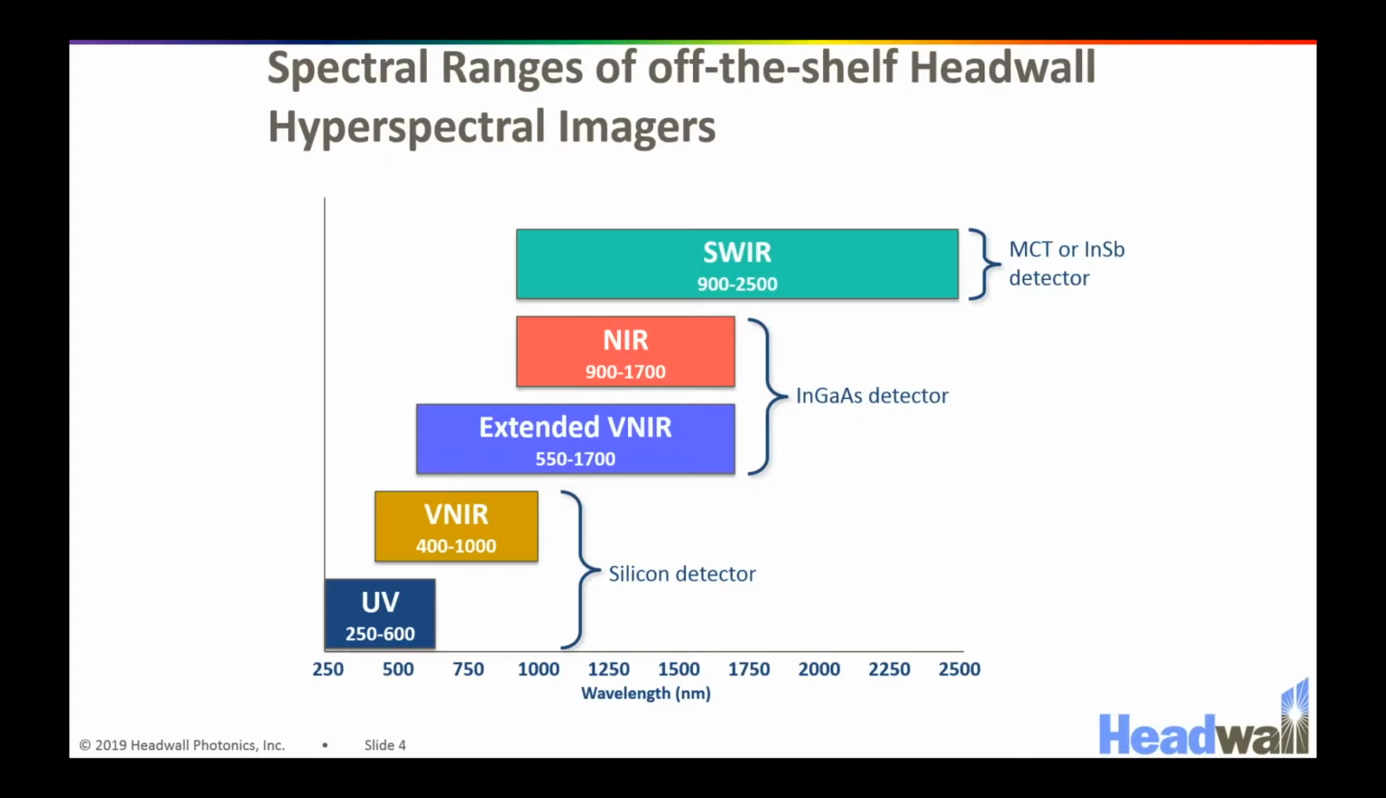So here's just a brief introduction to the different sensors that Headwall provides and the spectral ranges that they cover, from the UV to the visible near infrared. Our most popular sensors are probably our V-NIR sensors that cover the spectral range from 400 to 1,000 nanometers using silicon detectors. We also have a couple of InGaAs systems that cover what we call the near infrared range and the extended V-NIR range. And then we also use MCT detectors to cover the shortwave infrared all the way from 900 nanometers to 2,500 nanometers.